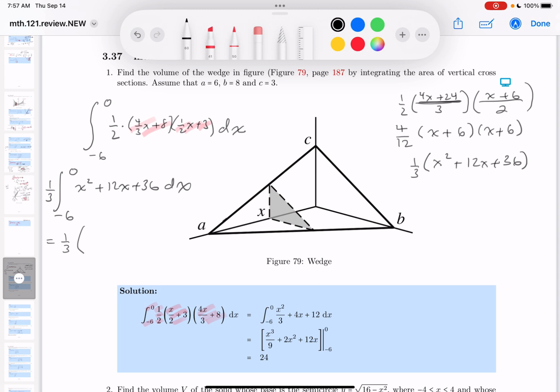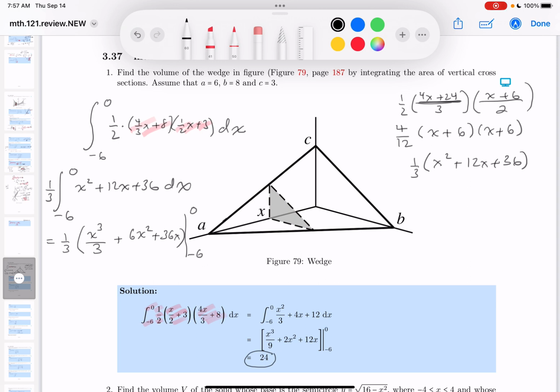Again, I'm working towards a goal, and my goal is I'm hoping to see this over here at some point. The antiderivative of x squared is going to be x cubed over 3. Then next up, that's going to be x squared over 2, and 2 goes into 12 6 times. Then what do you get? You get 36x. The limits of integration here are going to be from minus 6 to 0.